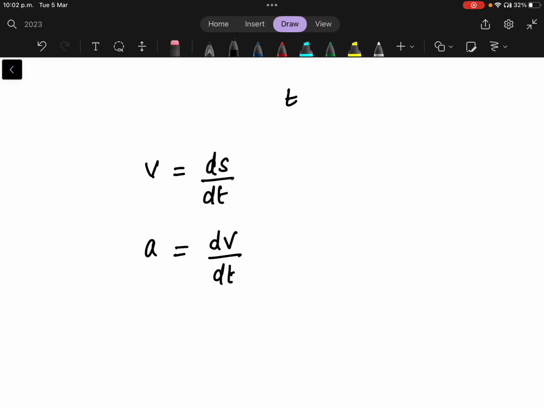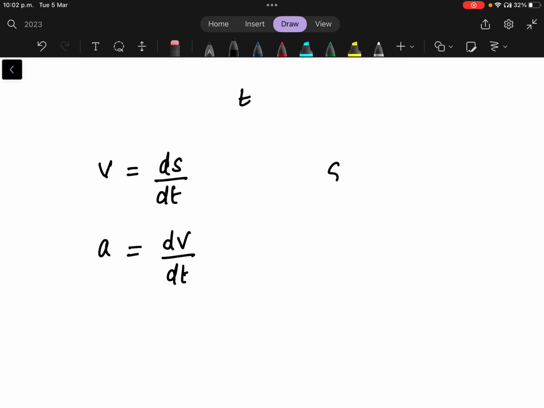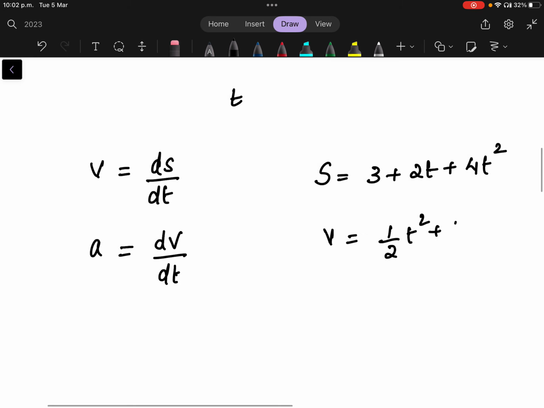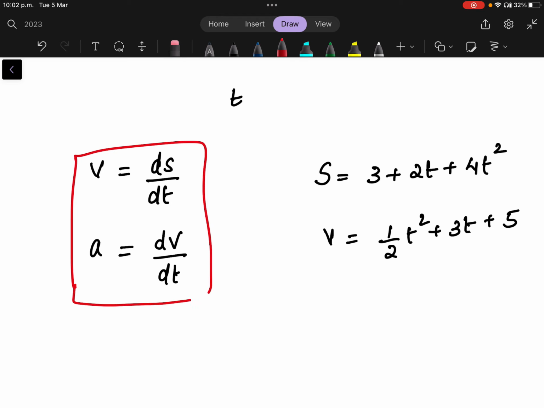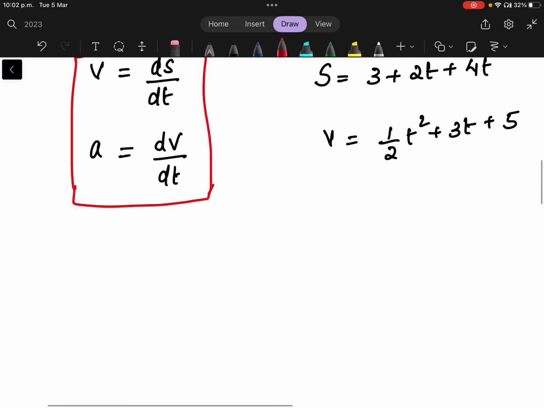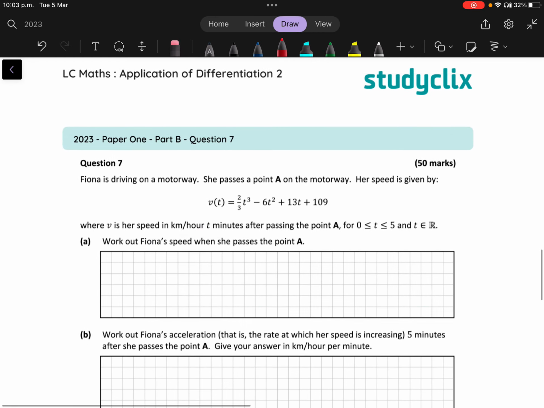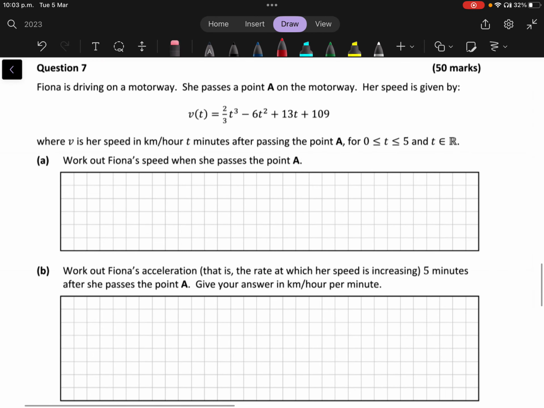If you understand this, you will be able to handle a lot of problems in your leaving cert, because this kind of question has been seen repeating. Usually what they do is give s as a function of a variable, maybe for example 3 plus 2t plus 4t square, or they might give the velocity as half t square plus 3t plus 5, and then they will ask you to find the other variables. So if you remember this, you will be able to find out what they are trying to ask. So let me take an exam question here and try to work on the topic which we learned.